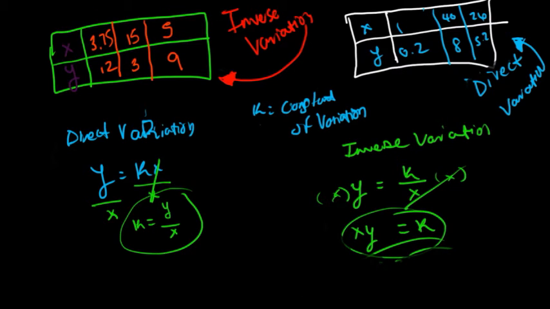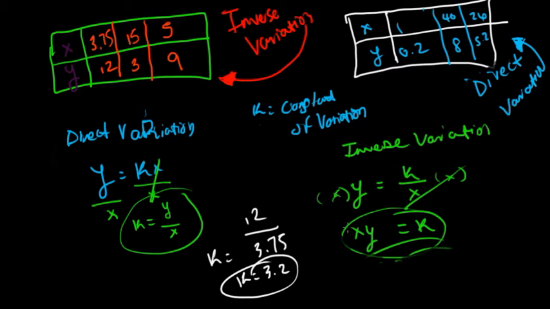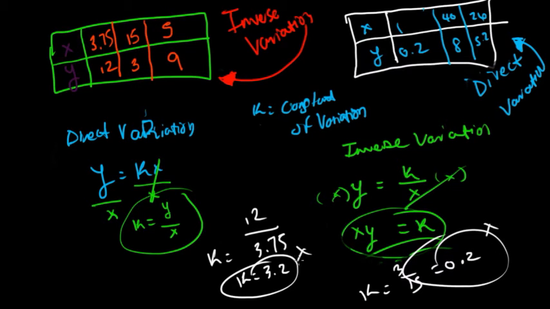Let's try it here. Let's take k is equal to y, which is 12, divided by x, which is 3.75. Well, 12 divided by 3.75 gives you 3.2. So k is equal to 3.2. Okay? But now, look what happens when we do this. Let's try the next one. Let's do 3 divided by 15. Well, 3 divided by 15 gives me 0.2. So we already see here that these are not the same numbers.